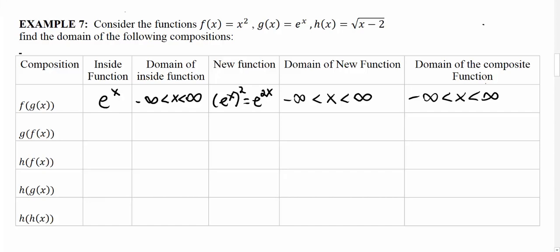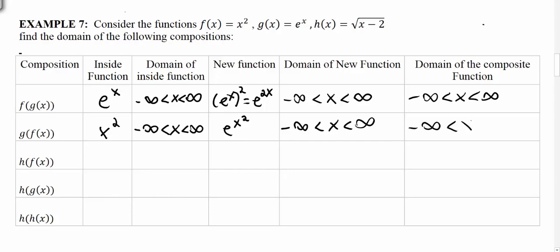So let's move on to g of f of x. First, we start by writing down the inside function, which is f of x. That function is x squared. The domain of x squared is going to be all numbers. We can plug in whatever we want here. And then our new function from our composition is e to the x squared. And again, we can plug whatever we want into e to the x squared. So the domain of the composition is all numbers. And so therefore, since it's the same domain and one is not more restrictive than the other, the domain of the composite function is all real numbers.